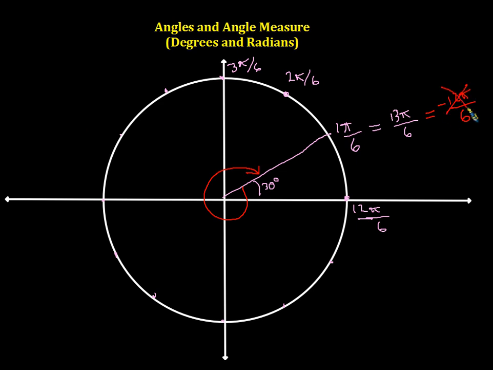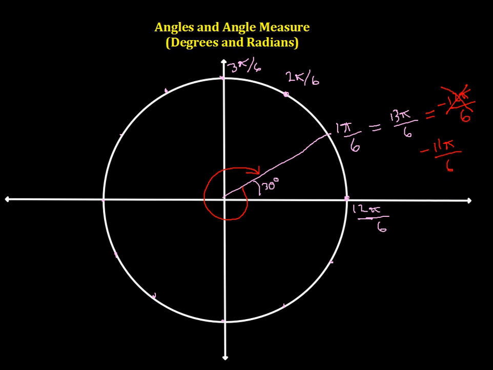Let's go ahead and recount going backwards. With this guy, what we're going to do is we're going to start at 1 pi over 6, and then we're going to go to 0 pi over 6, negative 1, negative 2, negative 3, negative 4, negative 5, negative 6, negative 7 pi over 6, negative 8, negative 9, negative 10, negative 11 pi over 6. That's what we need to get the correct coterminal angle. So it'll actually be negative 11 pi over 6.